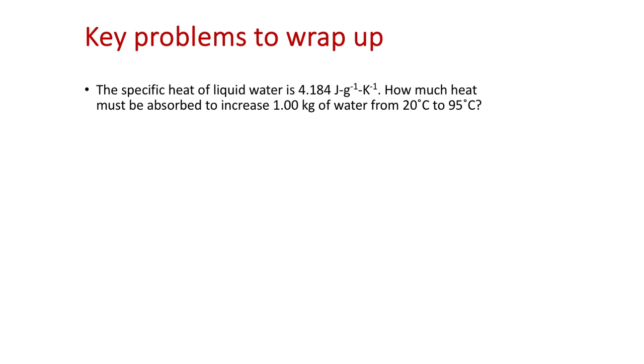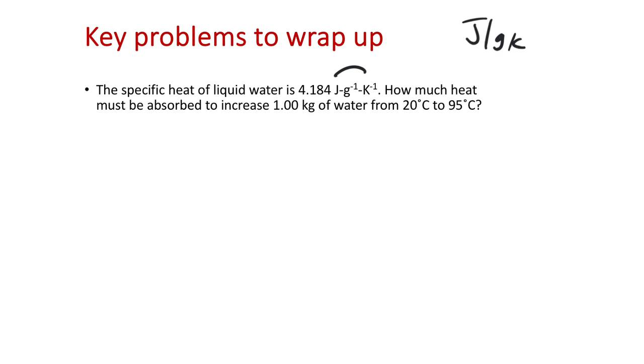Let's look at a problem. It says a key problem to wrap up. I guess maybe I thought we were going to wrap up class with this last time, but this is a good problem maybe to start the topic with here. Given the specific heat of water is 4.184 joules per gram Kelvin. Sometimes you see the joules per gram Kelvin given this way, sometimes you see it just given this way here. Either way, it's just the units, joules in the numerator and grams Kelvin in the denominator. So how much heat must be absorbed to increase a kilogram of water from 20 degrees to 95 degrees?